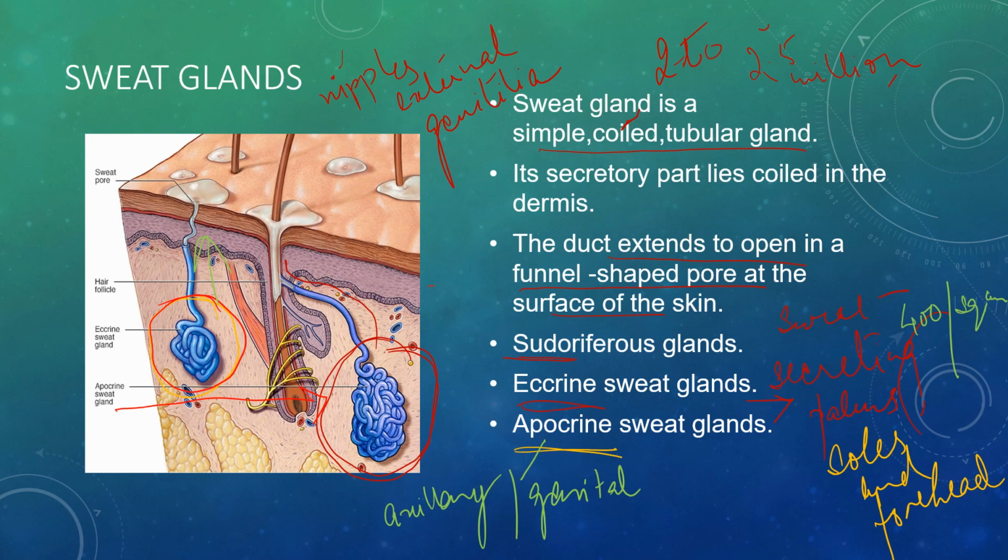Now what is the major function of the sweat from the sweat glands? Actually the major function of the sweat is to reduce the body heat by evaporation. So it is actually reducing the body heat by evaporation, right? Is it clear? Now we will move on to the next two derivatives of the skin, that is mammary glands and sebaceous glands.